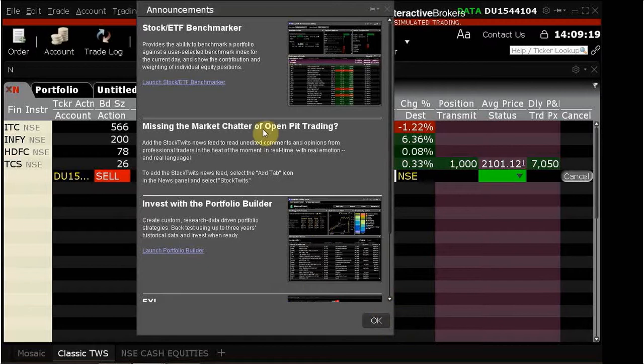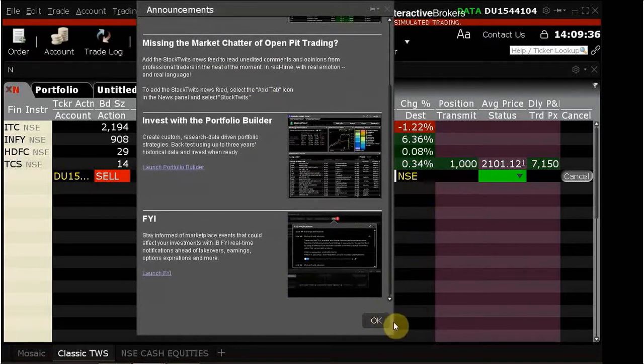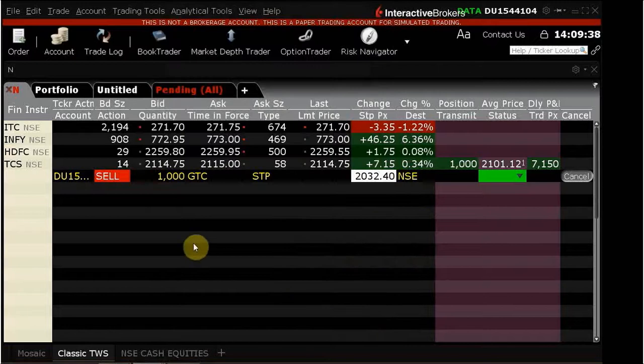So this is an example of what I mean, missing the chatter of open bid trading. If you're missing the sound of all your bids and offers being shouted out, you can try this out. You have an ETF benchmarker, all this stuff you can try out. There's a lot of other stuff here. You can check this. I'm not interested in this right now.